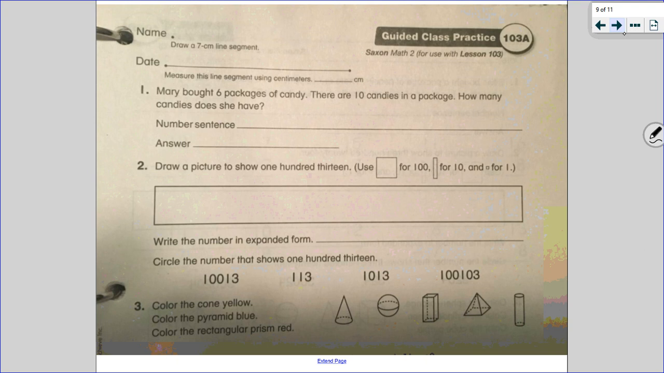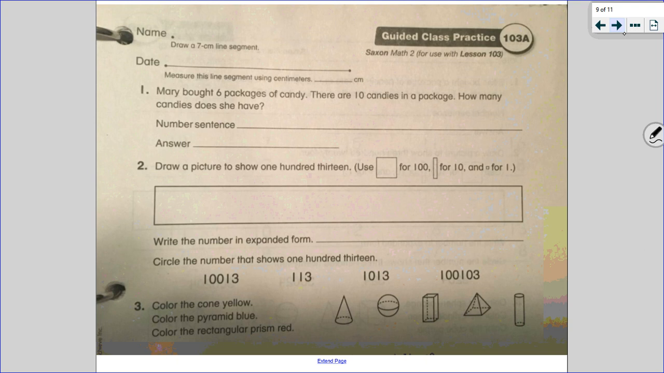All right, guys, I want us to go ahead and work guided class practice together because we have a new type of word problem, which is going to be working with equal groups. Now, when you get a chance, you can go back and do your date, measure your name line.